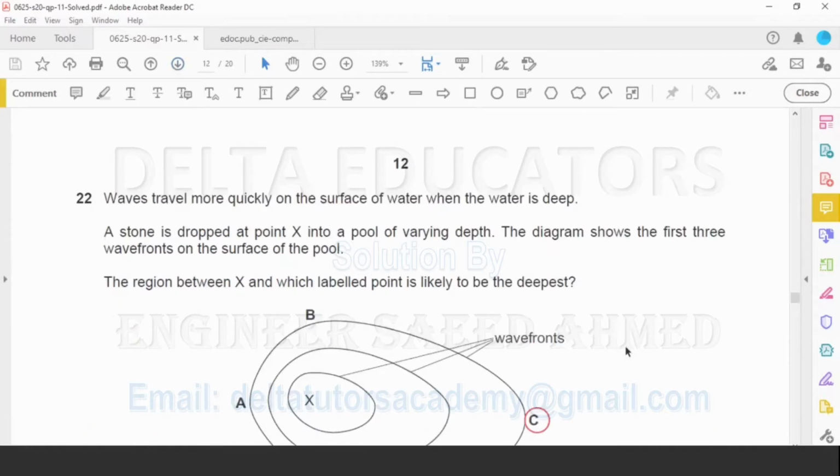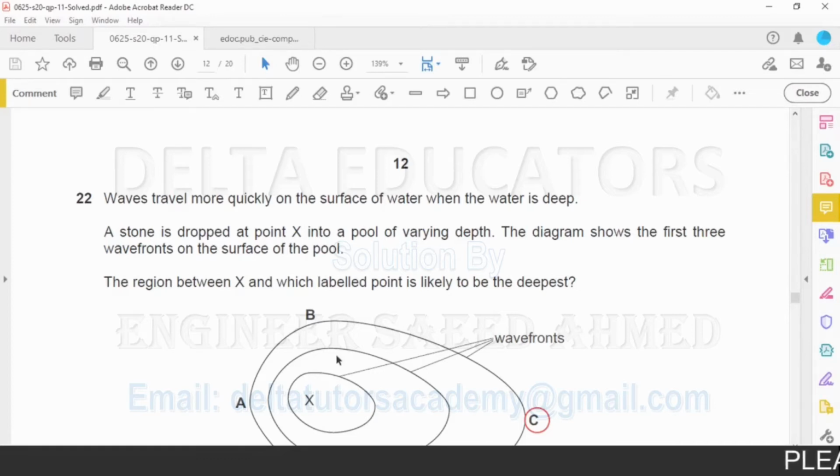Question number 22. Waves travel more quickly on the surface of water when the water is deep. A stone is dropped at point X into a pool of varying depth. The diagram shows the first three wavefronts on the surface of the pool. The region between X and which labelled point is likely to be the deepest?